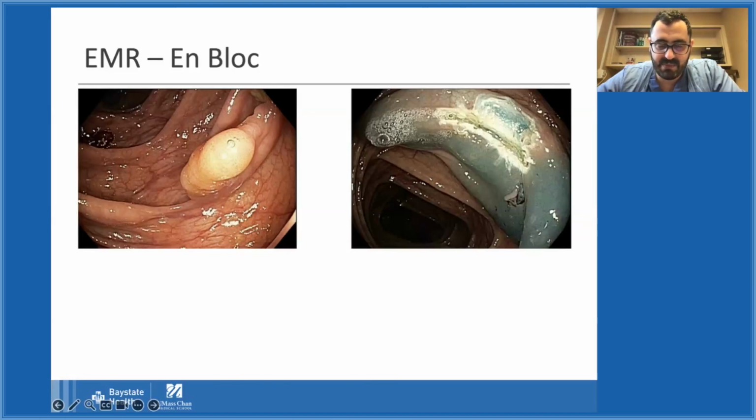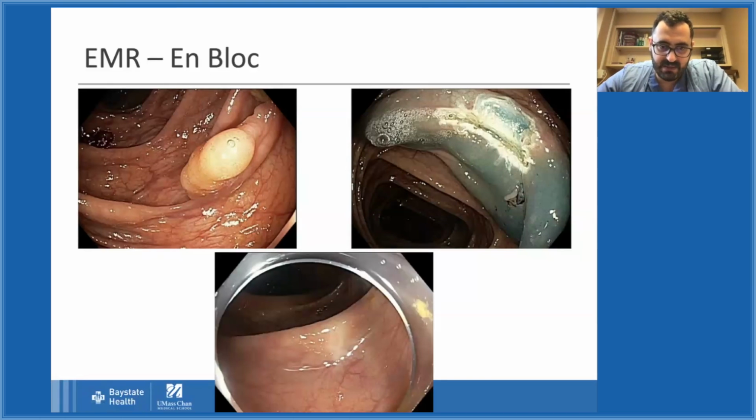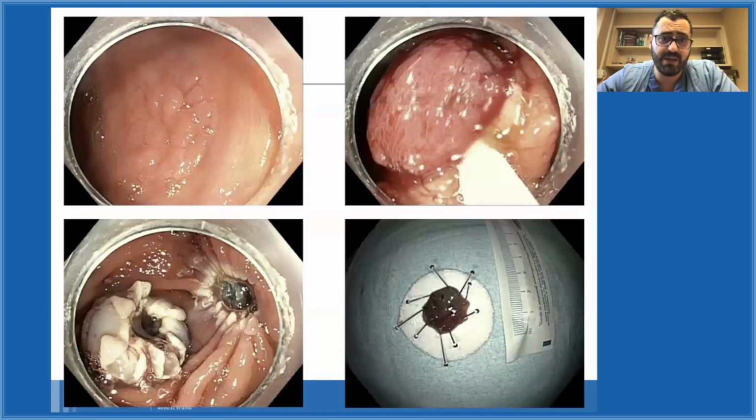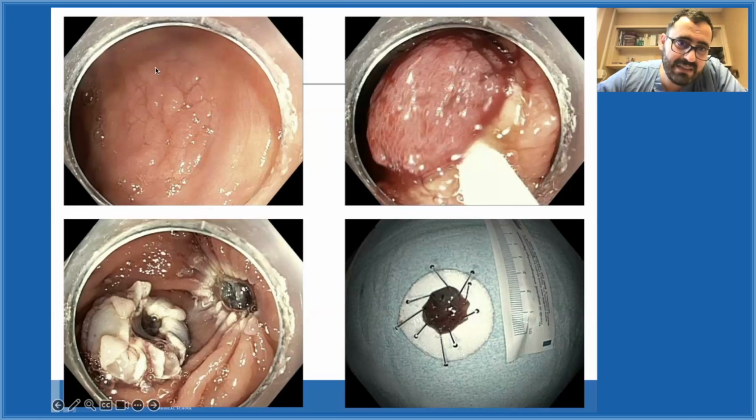About 6 months later, this is where the site is. You can see there's some scar tissue there, but it's like the polyp never existed here. All right, this is great. EMR en bloc, perfect results. The patient will do very well and will never come back. Okay, now the problem, and this is another example. You see the polyp here is a little bigger and more flat over here.